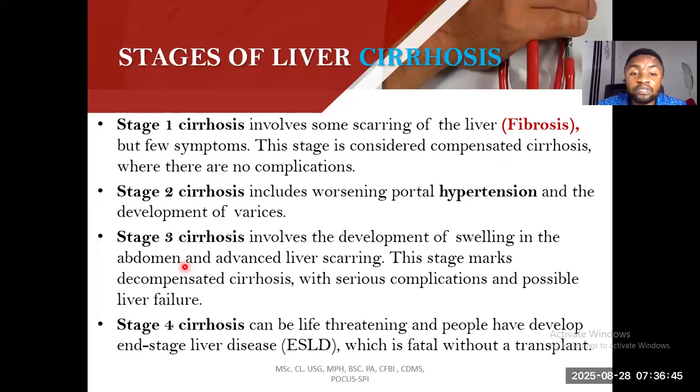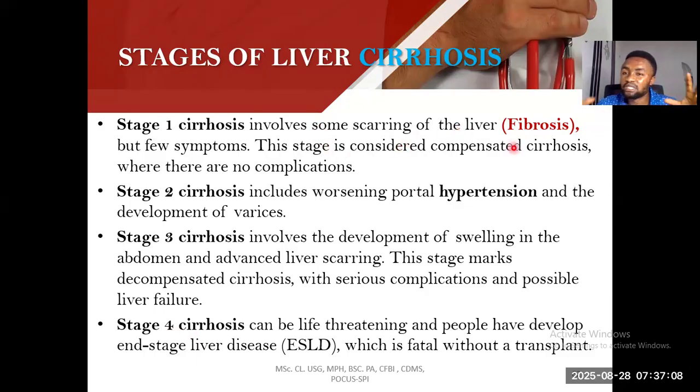Once we get to stage 3 and 4, it's becoming deadly. For stage 4, nothing can be done. The only thing that can be done for stage 4 is what? Transplant of the liver. Remove the liver, bring another liver. That's stage 4.